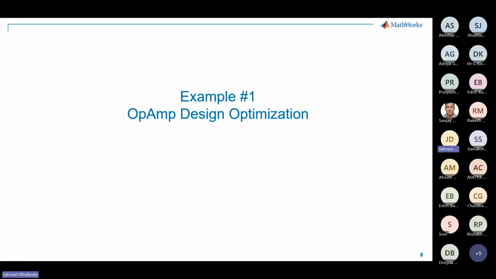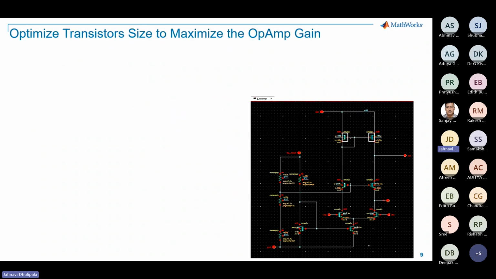With that, we are going to see two examples today, and we start with the first one, where we optimize the design of an operational amplifier. As I mentioned earlier, we are going to look into two things: one is design optimization, another is performance optimization. The first one we look into is the design optimization.